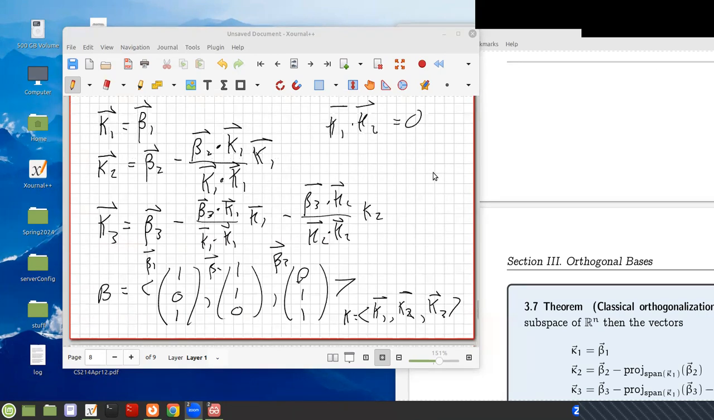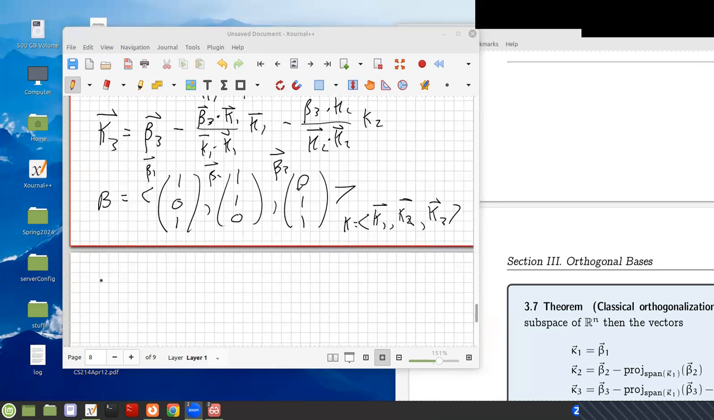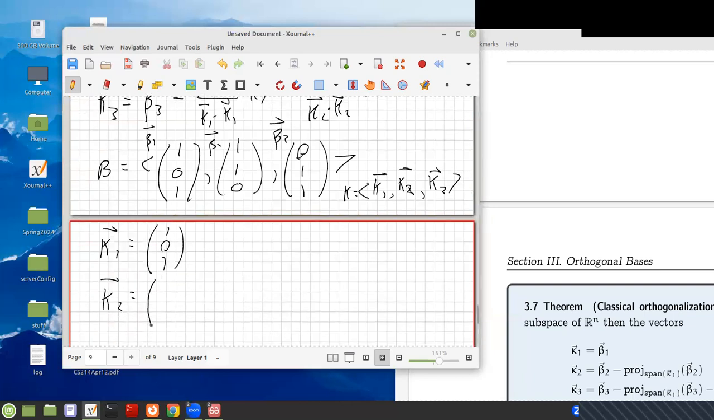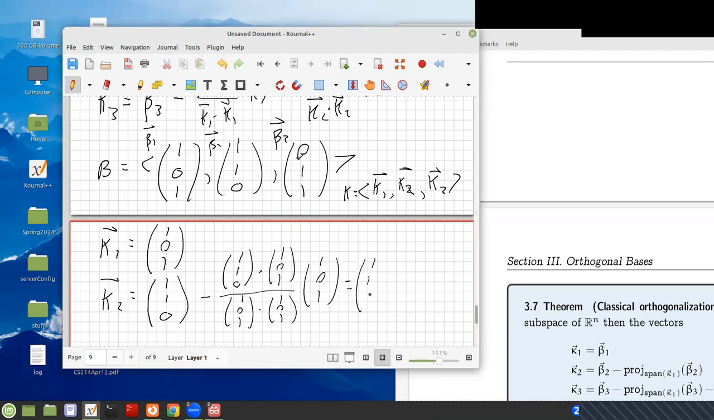Can we verify what kappa 2 is so we don't do operations for no reason? Okay, yeah, so kappa 1 equals 1, 0, 1, right? And kappa 2 is going to equal beta 2 minus 1, 1, 0 dot 1, 0, 1 over 1, 0, 1 dot 1, 0, 1 times 1, 0, 1, which equals 1, 1, 0 minus 1 half times 1, 0, 1.